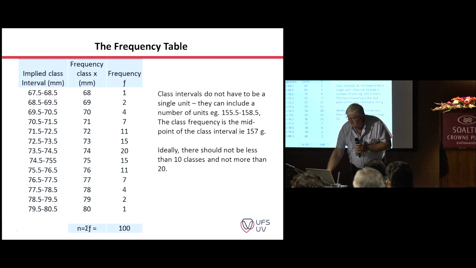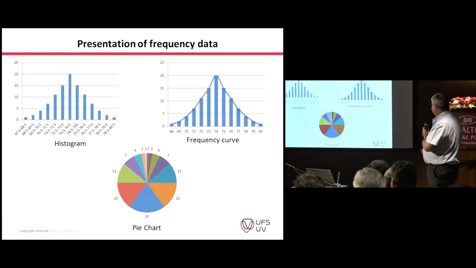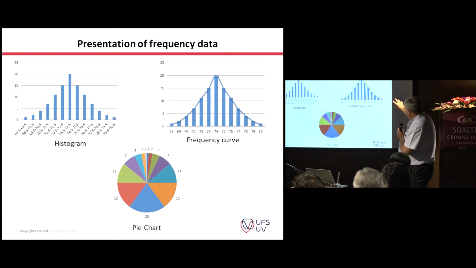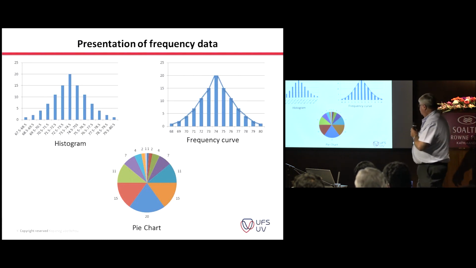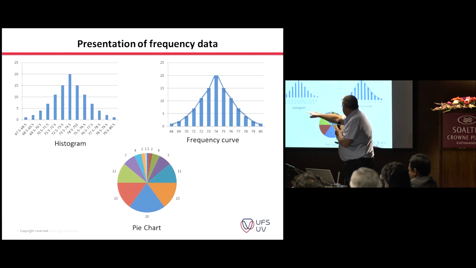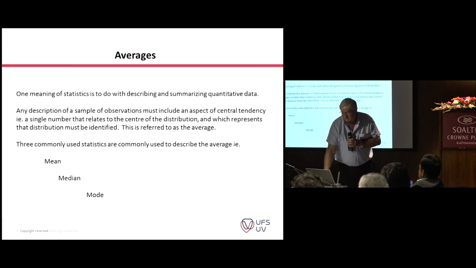Okay, that can then give you an idea of what's going on, and we can present it in the form of a histogram. We can present it in the form of a frequency curve or a pie chart. And immediately you can see that the greater percentage here, 20 of them fall into that category, and you can then go and get some picture of what's going on in your population.